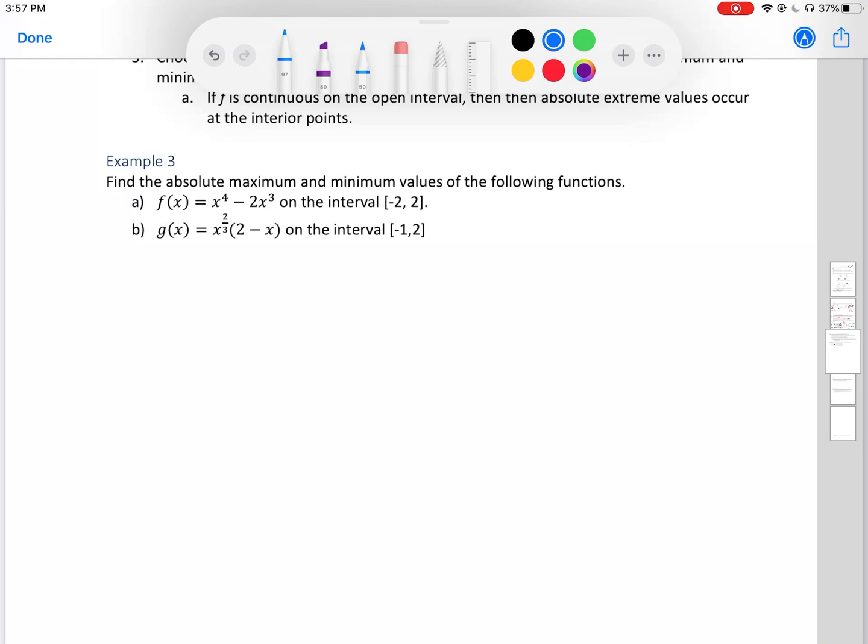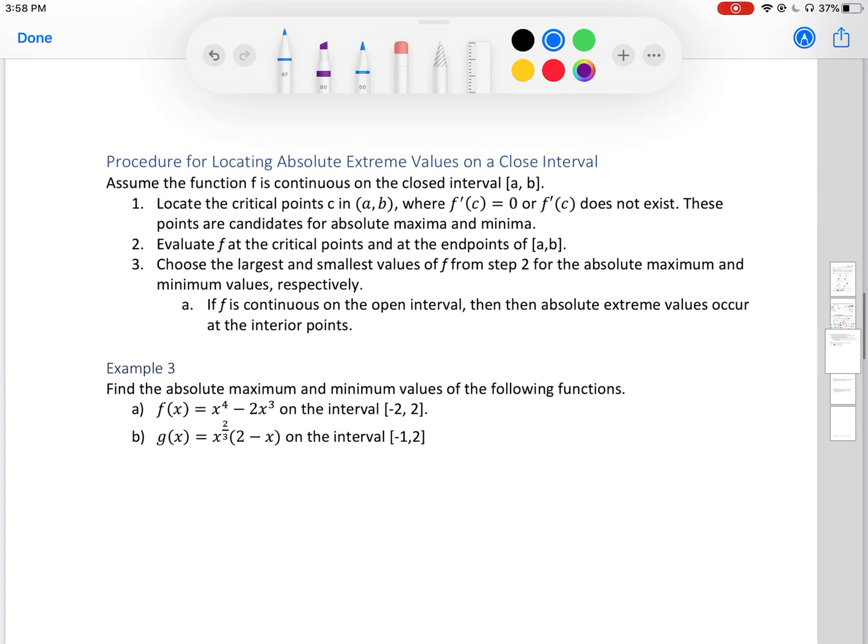Okay, let's go ahead and work out this next example, example 3. For part A, let's read that important procedure. This is your procedure for locating absolute extreme values on a closed interval. Assume the function f is continuous on the closed interval [a, b]. 1. Locate your critical points c in your interval (a, b), where f prime of c equals 0 or f prime of c doesn't exist. These points are candidates for absolute maximum and minimum.